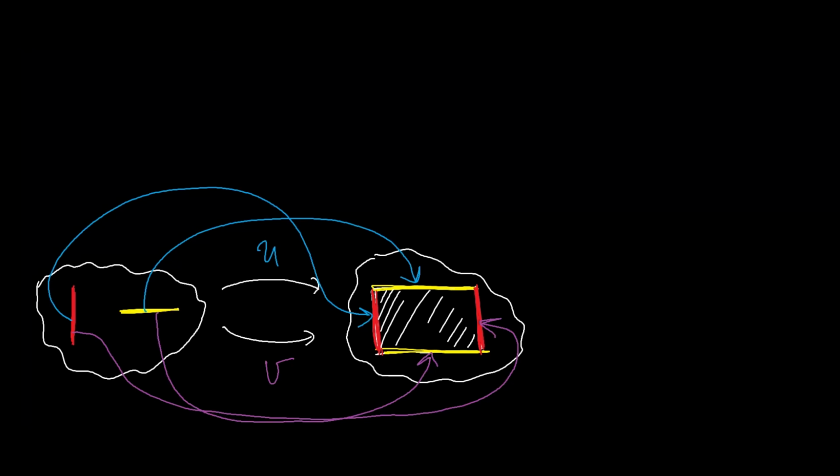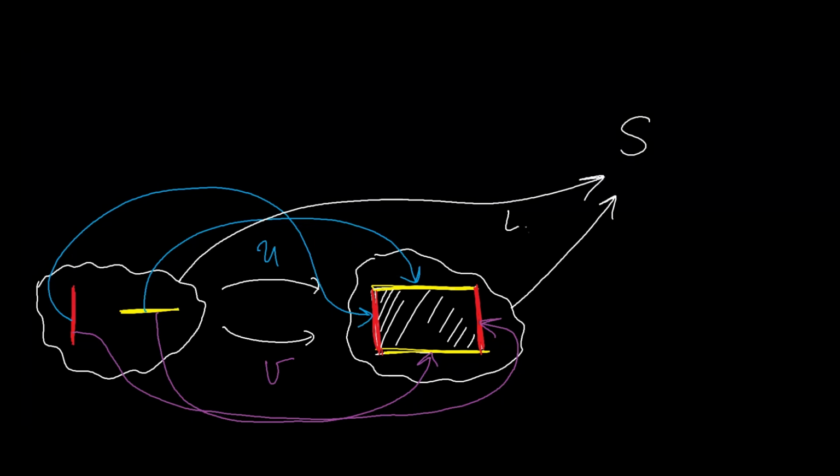And now I'm going to be considering co-cones over this diagram. So what does a co-cone over this diagram look like? It's some topological space S with two continuous maps, let's call them iota 1 and iota 2. What do we know about them?